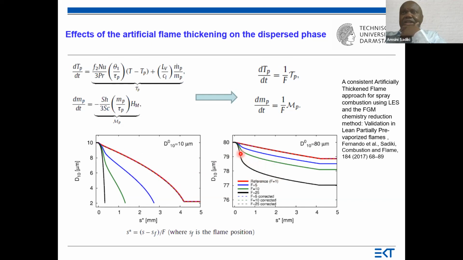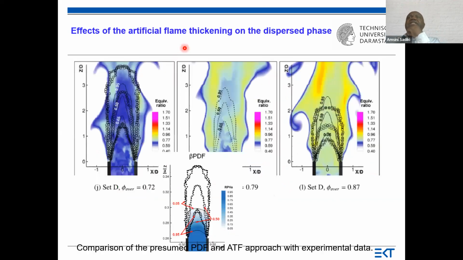And by changing the thickening, we obtain different behavior. This means that this effect is really there. It was published in 2017, the effect of the artificial flame thickening on the dispersed phase. And applying it to the same configuration, we obtain these results here for now, for this different equivalence ratio.